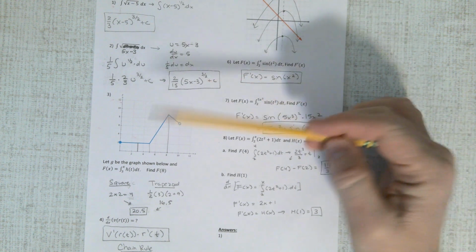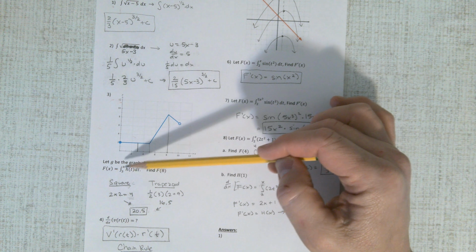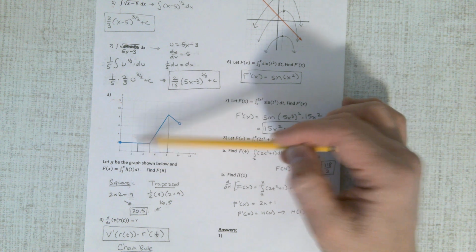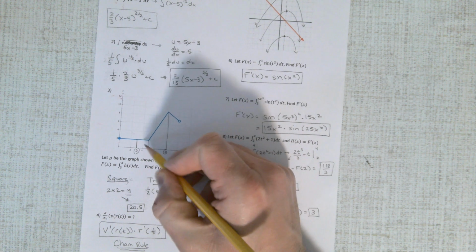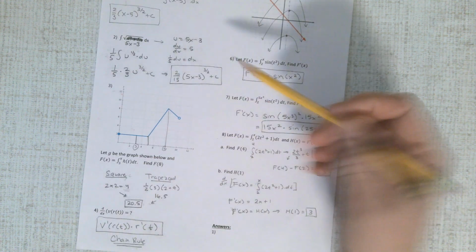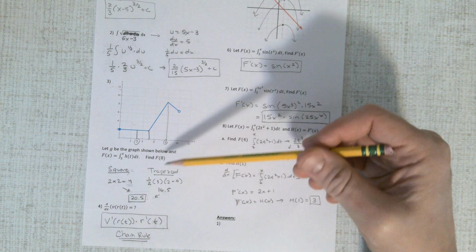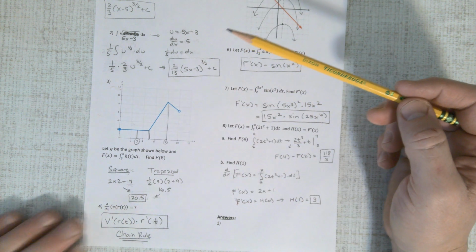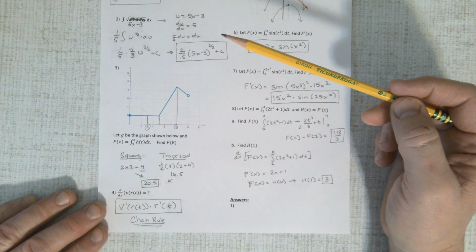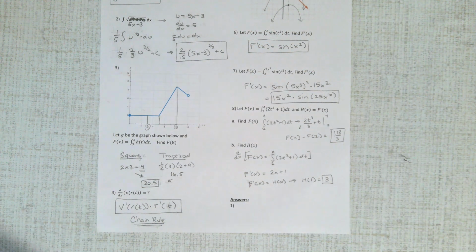Number 3, the function is the integral from 3 to 8. So from 3 to 8, I have two geometric shapes, a square and a trapezoid, and this says sum up all the rectangles, find the area. I came up with 20.5.